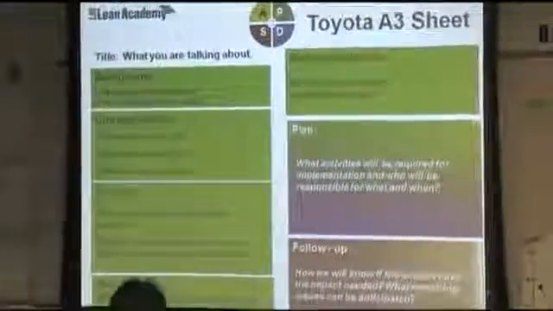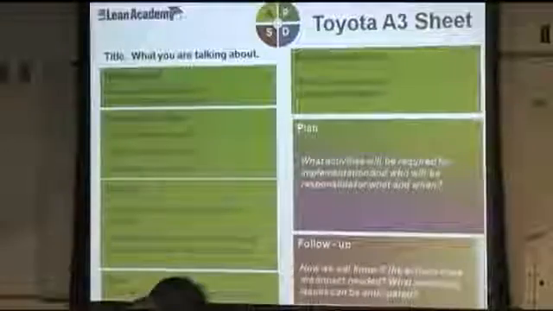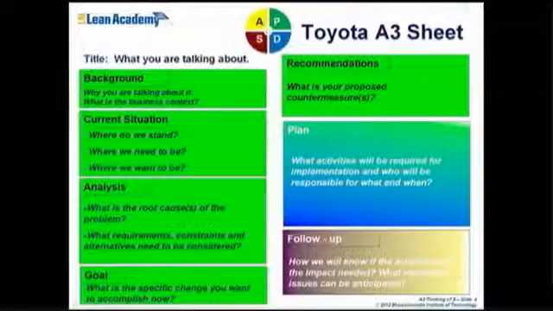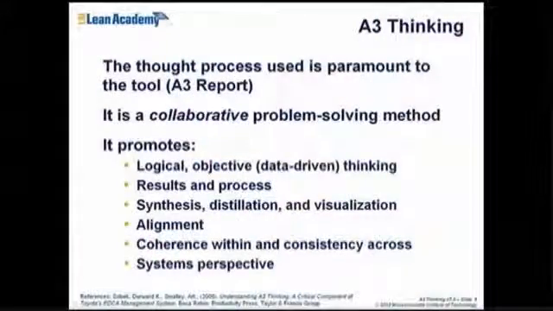All right, so this is called the left-hand side of the A3. And then over here on the right-hand side, it starts with your recommendations. So what are your proposed countermeasures to remedy the root causes that you've identified over here and get to your goal? Then a plan for how you're going to implement those recommendations and who's going to do what and when, and then some follow-up. So how will you know if the actions that you're planning really have the impact that you expected they do? And this not only lets you know that your actions have been successful, but it also confirms that your understanding of the problem was right. Because if what you thought was going to happen happened, that's a good reinforcement for it.